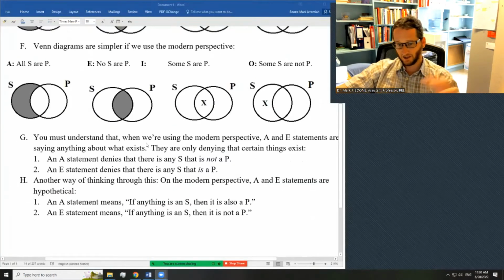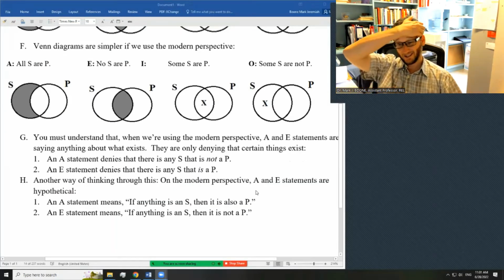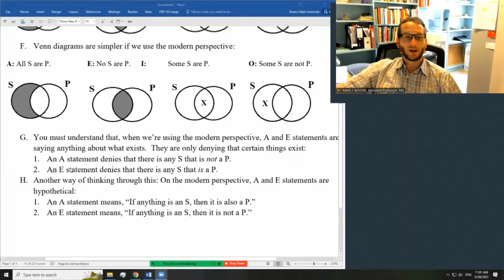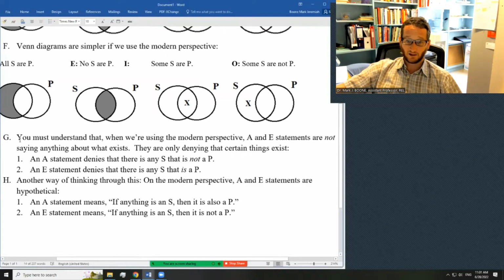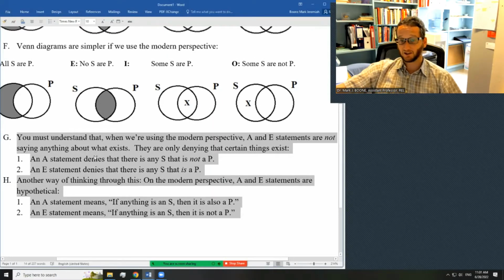Now let's see what else is on our notes, and then I'll see what else I may need to fill in here. You must understand that when we're using the modern perspective, A and E statements are not saying anything about what exists. They're only denying that certain things exist. An A statement denies that there's an S that is not a P. An E statement denies that there's an S that is a P.